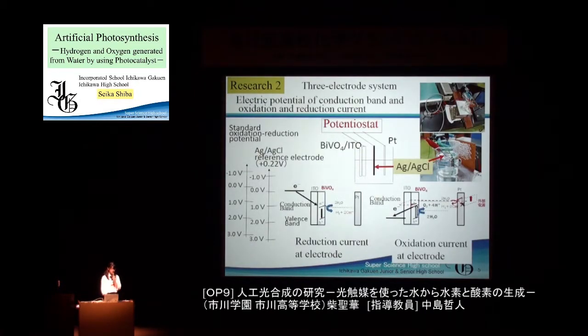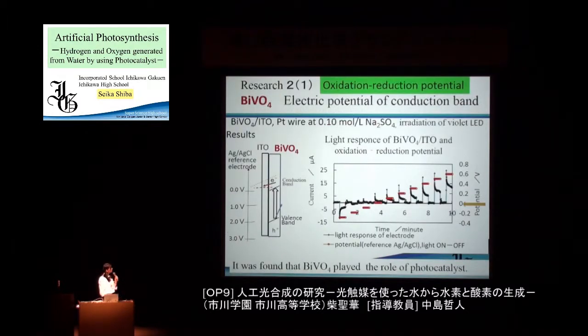I investigated the performance of each electrode by using a potentiostat apparatus. Potential can be applied freely to the working electrode against the silver chloride reference electrode. When the potential of the working electrode is applied negatively, reduction current flows. When it is applied positively, oxidation current flows.